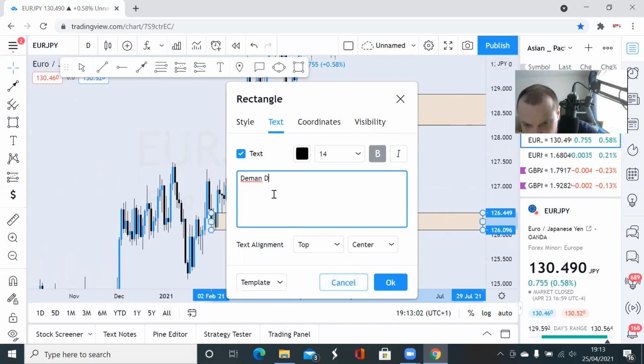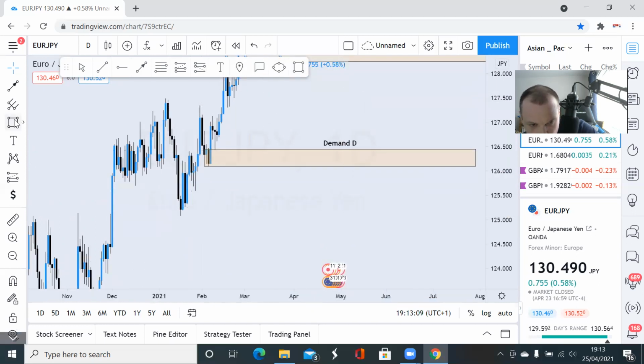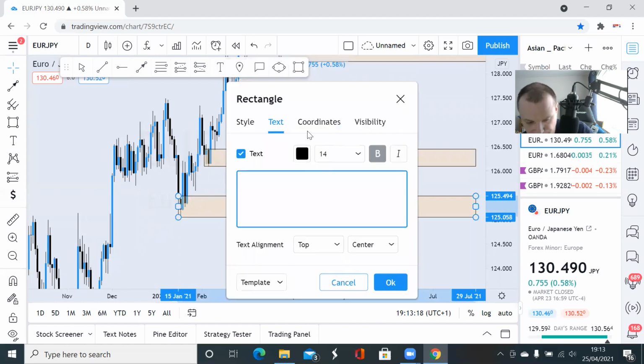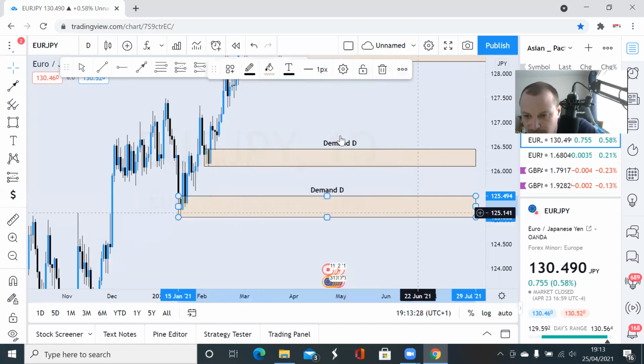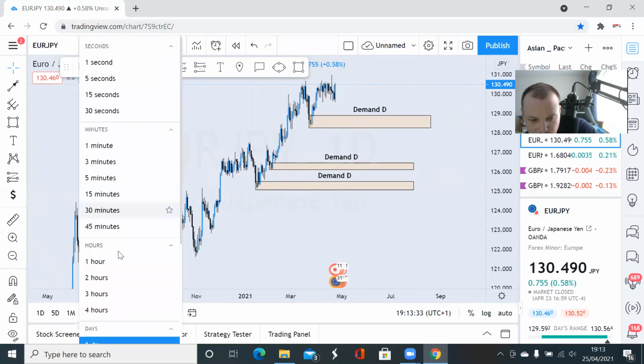Demand daily. And we'll take one more. This one here. Demand daily. Right. And then as we look at the bigger picture, we'll go back to the monthly.